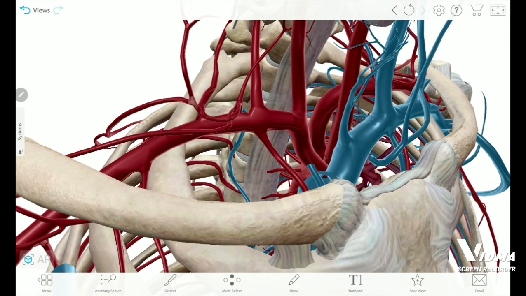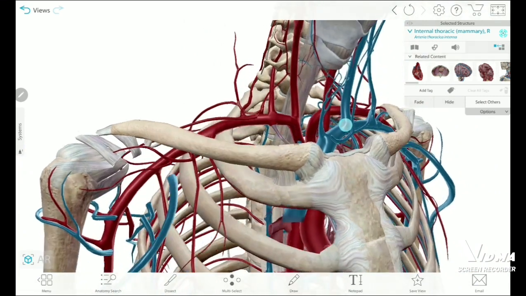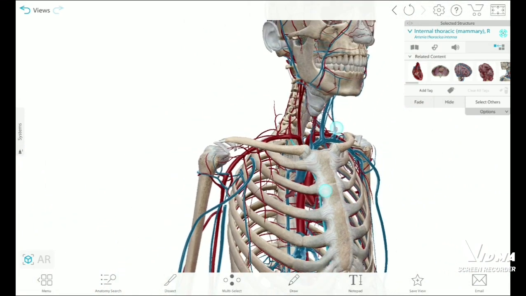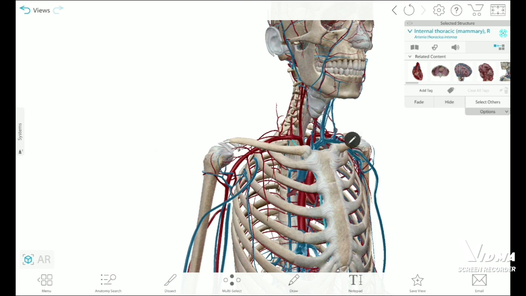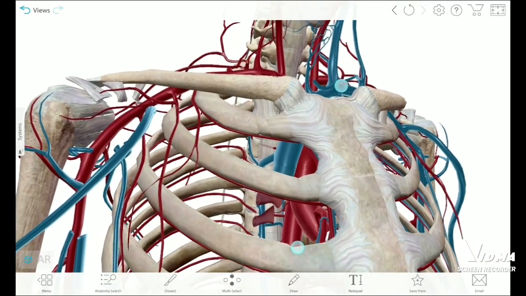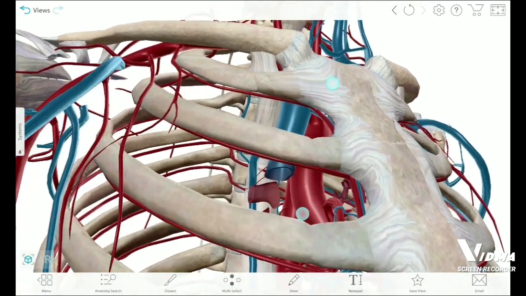So this over here is the internal thoracic artery, and we can see that the internal thoracic artery, after taking its origin from the subclavian artery, is descending over the thoracic cavity medially or internally in the thoracic cavity, hence the name internal thoracic artery. Now the internal thoracic artery gives anterior intercostal arteries from the first to sixth intercostal spaces.